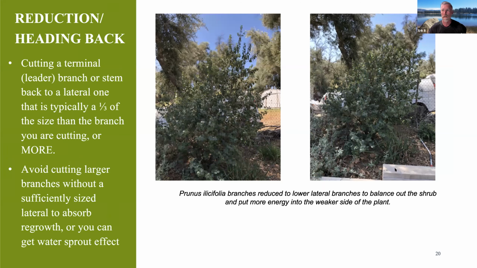Reduction cuts, or heading back. Cutting a terminal leader, branch, or stem back to a lateral one that is typically 1/3 the size of the branch you are cutting or more. So in this case, avoid cutting larger branches without a sufficiently sized lateral to absorb the regrowth, or you can get a water sprout effect.